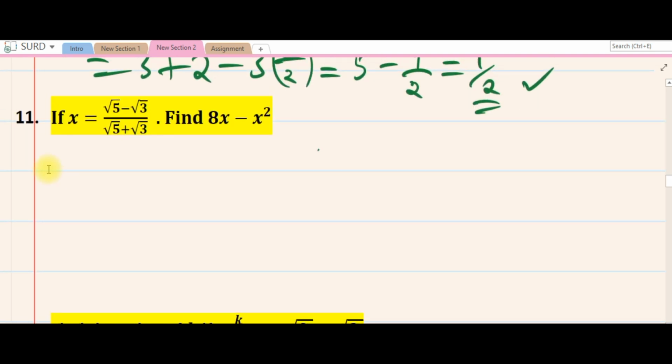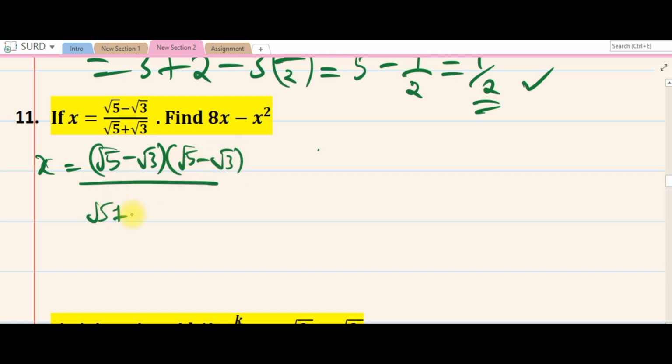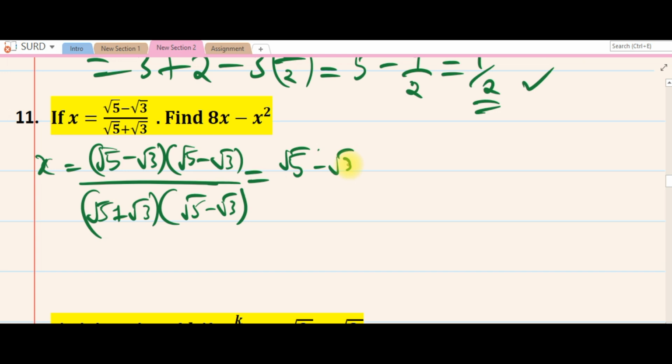So the next question, if x equals that, we are now asked to find 8x minus x squared. So first, let's rationalize this. So we multiply by the conjugate of the denominator, which is root 5 minus root 3. So this turns out to be a perfect square, why this turns out to be difference of two squares.